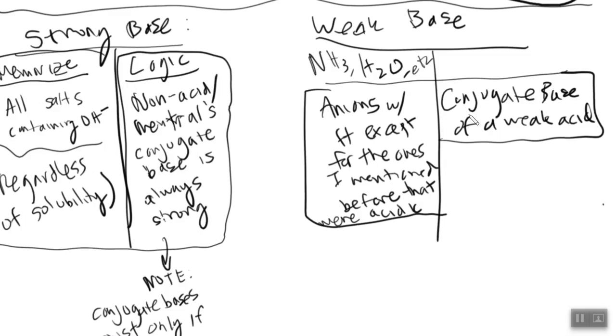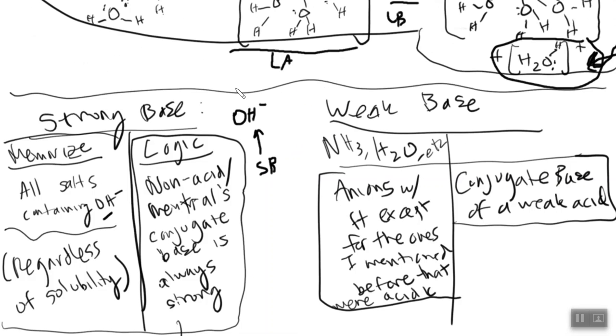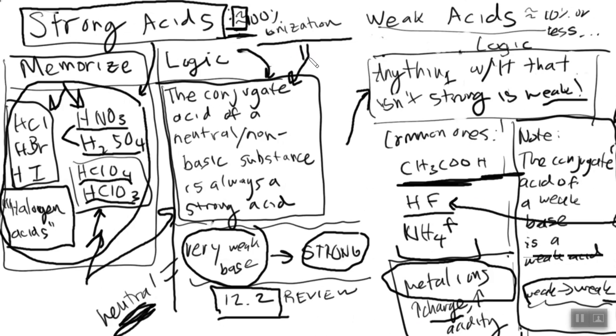Now let's move on. Let's talk about our strong bases. All salts containing OH minus are strong bases. And I forgot to mention this, but we have a convention. Anything that's as strong or stronger than hydroxide is going to be a strong base, and anything weaker than hydroxide is a weak base. And over here, we have a convention where anything stronger or equal to hydronium is going to be a strong acid, and anything that's weaker than hydronium is going to be a weak acid.